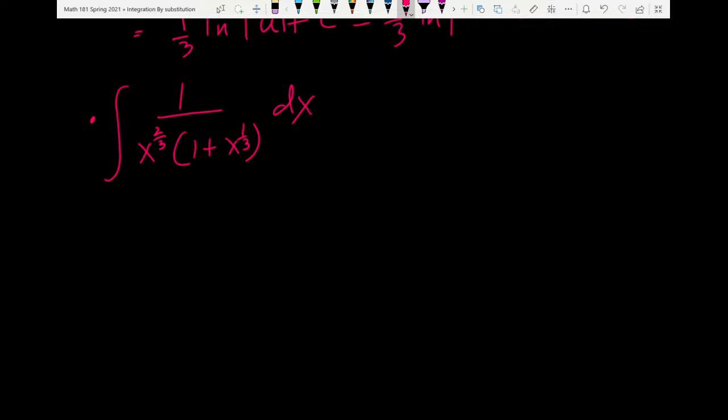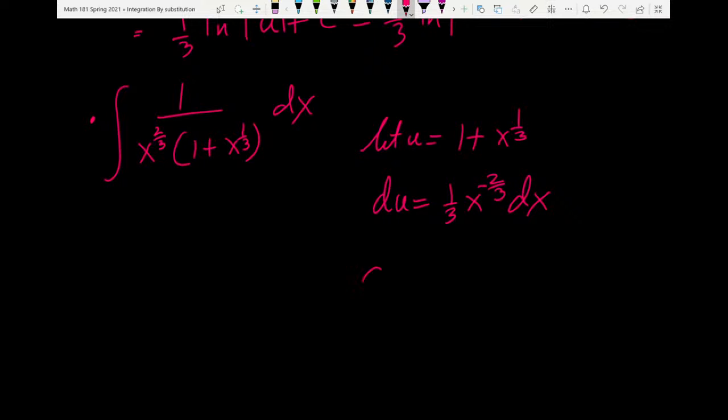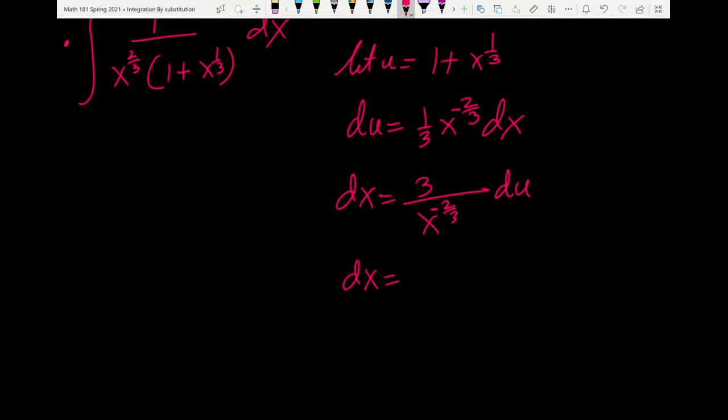This one is very, very tricky. I'm going to let u be 1 plus x to the 1/3. So du becomes 1/3 x to the negative 2/3 dx. So dx equals 3 over x to the negative 2/3 du. And I could even simplify that even more. The negative exponent becomes positive, so dx equals 3 x to the 2/3 du.